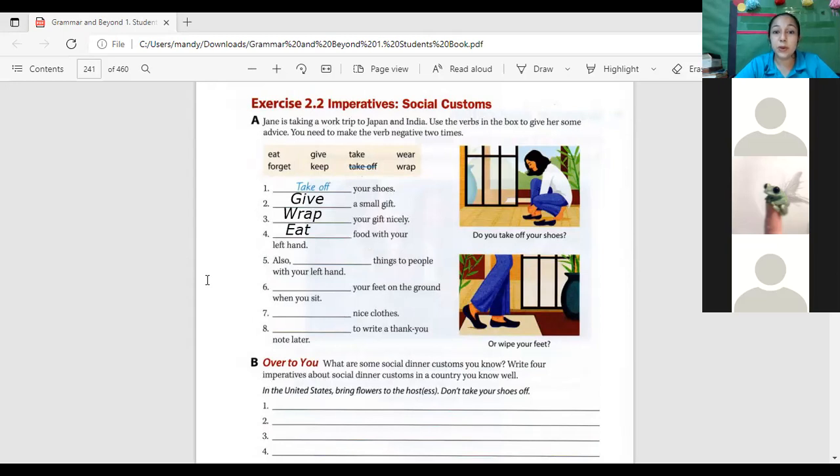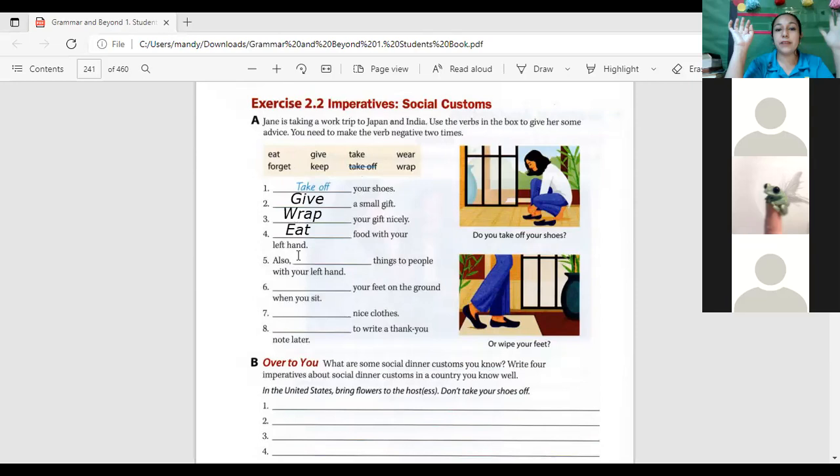Also, things to people with your left hand. I listened to some information about this one. Take. Also take things to people with your left hand. Do you consider that this one is positive or negative? So you have right and you have left. I think this one is negative, yeah? Because if you use your left hand, you give the things with this one, and if you use your right hand, you give the things with that hand. But in some countries, specifically in Japan, this one is negative. So you don't give things to people with your left hand, or you don't keep, yeah? It's possible because they consider that it's not polite. It's an action that is not polite, yeah?